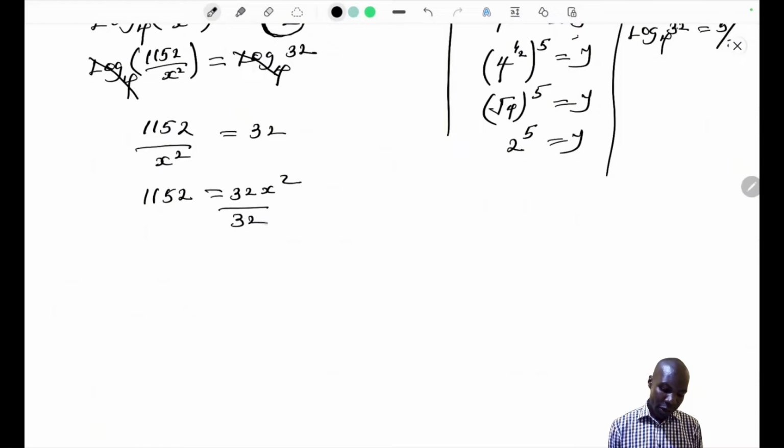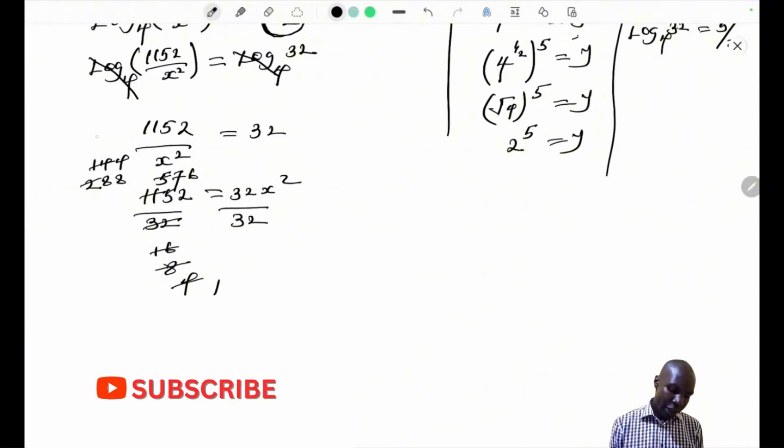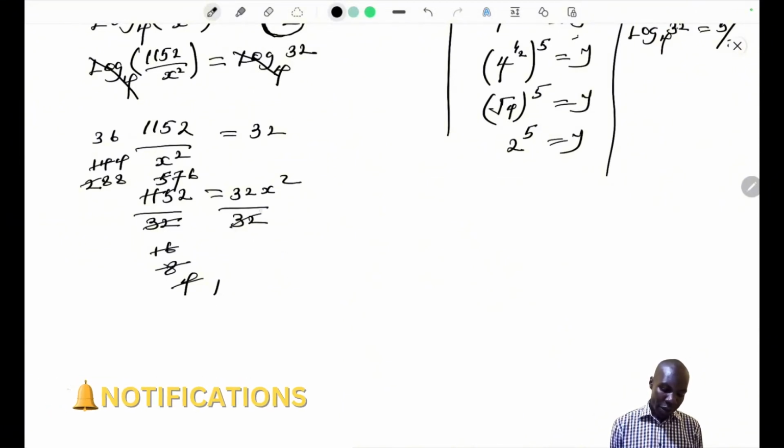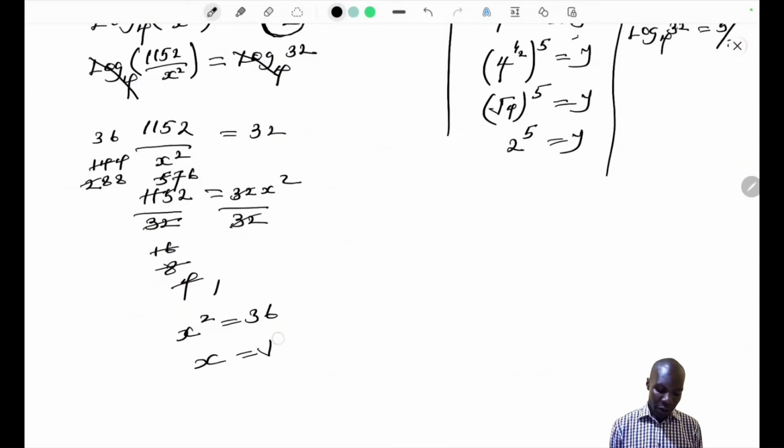So divide both sides by 32. 1152 divided by 32 gives 36. So we'll have x squared equals 36. X alone is the square root of 36. X is equal to 6.